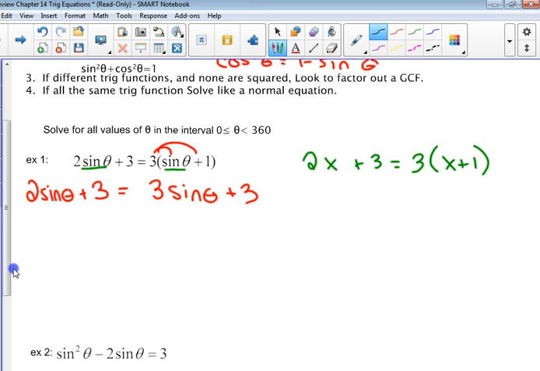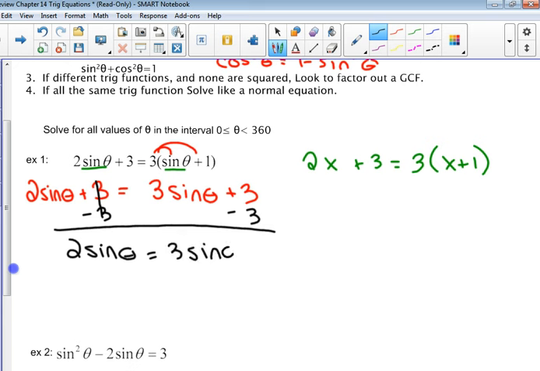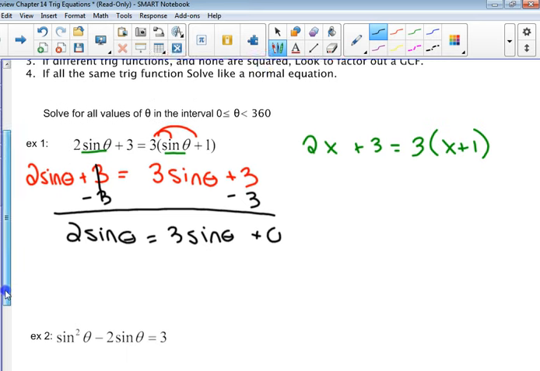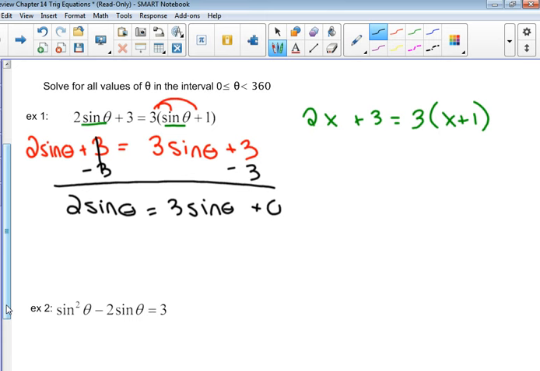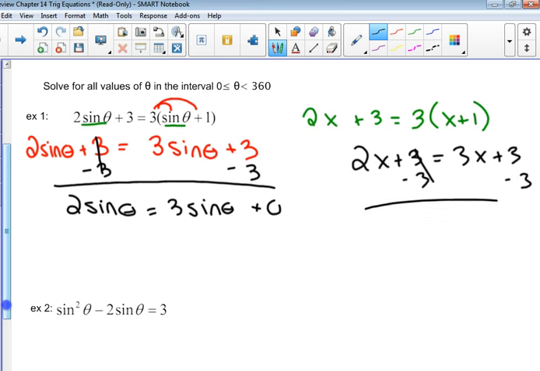Okay, so now your goal is to solve for sine theta. So you would minus your 3. So we have 2 sine theta equals 3 sine theta. Well, if you want to do plus 0, you can. How else would you keep going here? If you need them as x's, 2x plus 3 equals 3x plus 3. You move this over. So we have 2x equals 3x plus 0. How would you move this to the other side?